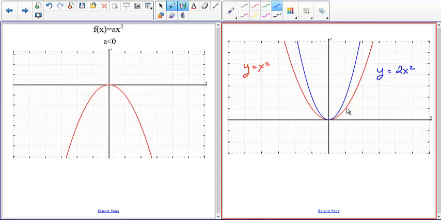So at x equals 1, the standard parabola is 1. 2x squared is twice as much. Here you go to 2, 4, and then it would be 2, 8, which is kind of off the screen here.